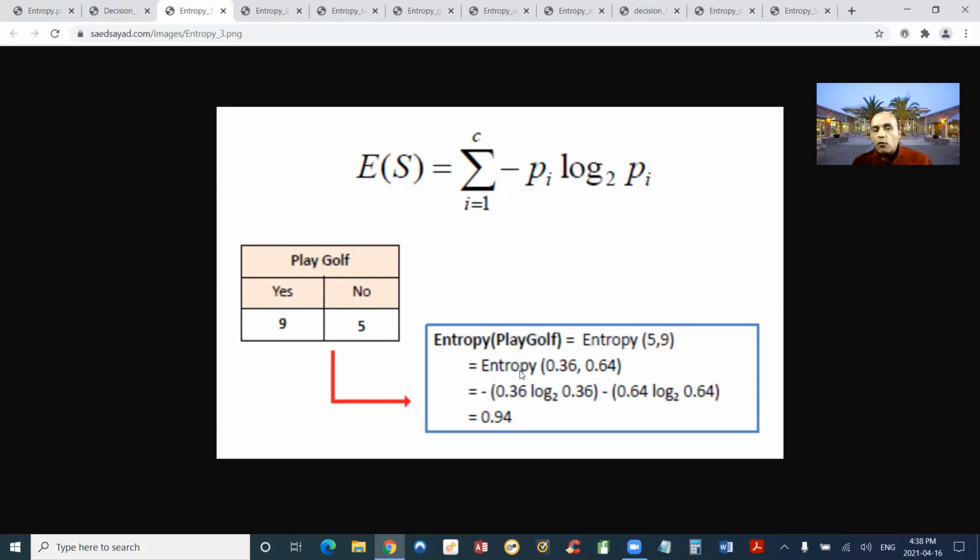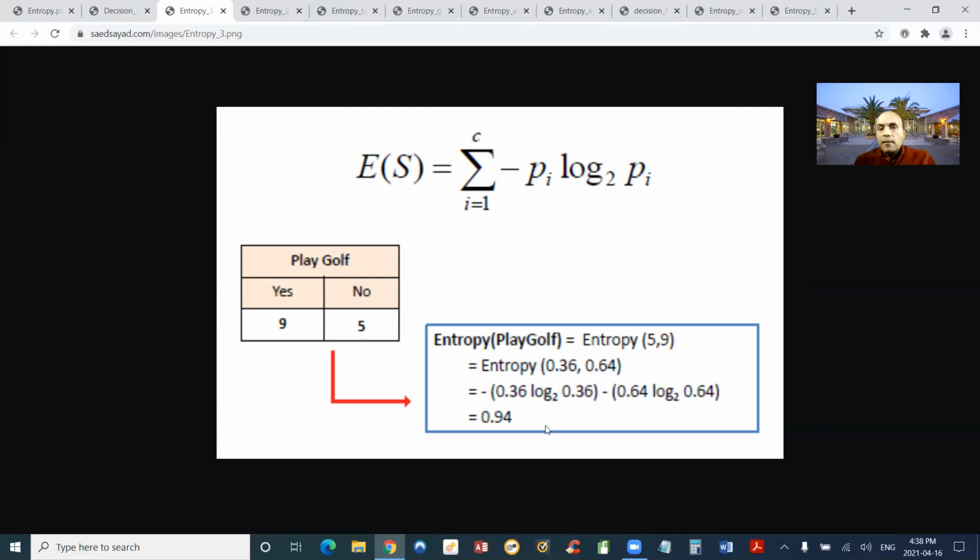The way we are going to do it, we are going to calculate the entropy. 5 over 14, 5 plus 9 is 14. 5 over 14, you get 0.36. 9 over 14, you get 0.64. So we want to calculate the entropy of this. The way it's going to work is this: 0.36, that's the probability, times log base 2 of 0.36, plus 0.64 times log base 2 of 0.64. You do the math, you consider the minus sign at the end of the day, and you get 0.94.